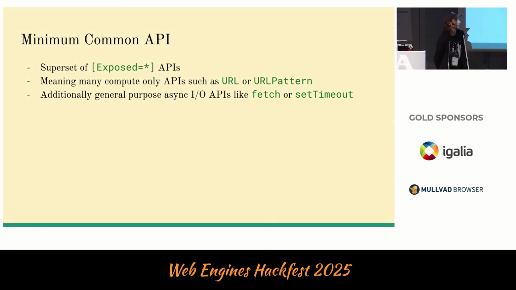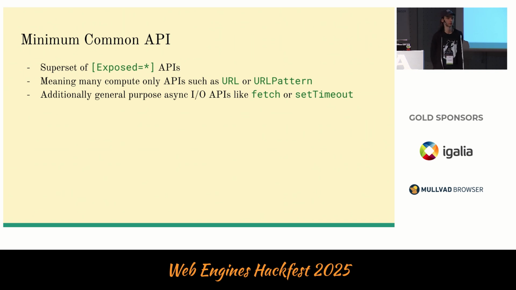So the minimum common API is a superset of the expose star web APIs. Some of you may have heard this. This is expose stars, like all the web APIs that are available in Shadow Realms, will be available in Shadow Realms, maybe, who knows. These are mostly compute-only APIs, like URL or URL pattern, that do not involve any async I/O. And then in addition to those expose star APIs, there's also some general purpose I/O APIs that are not available in expose star, like fetch or set timeout.